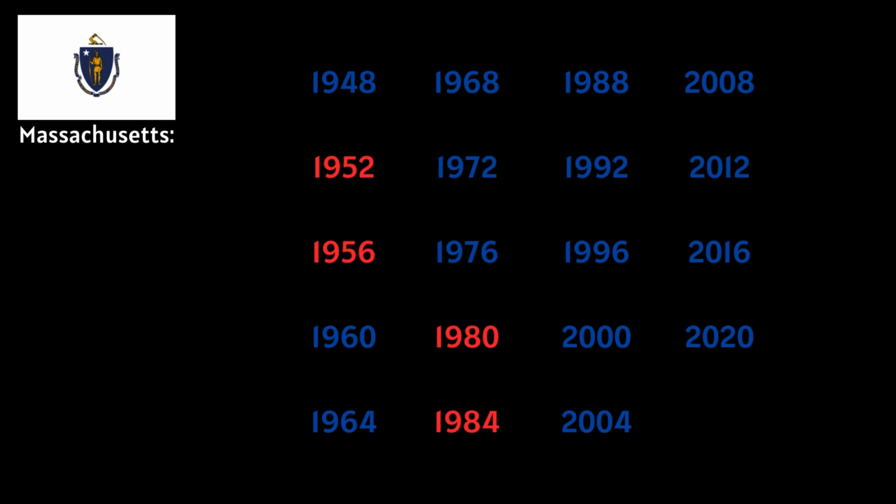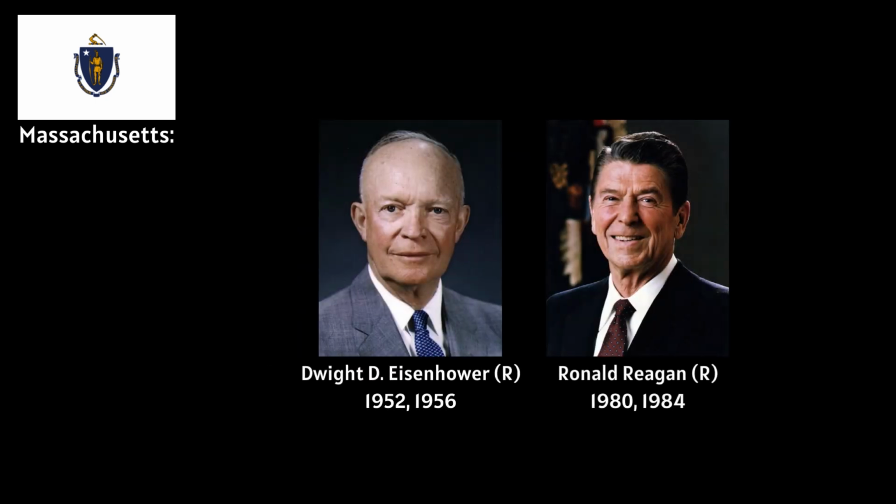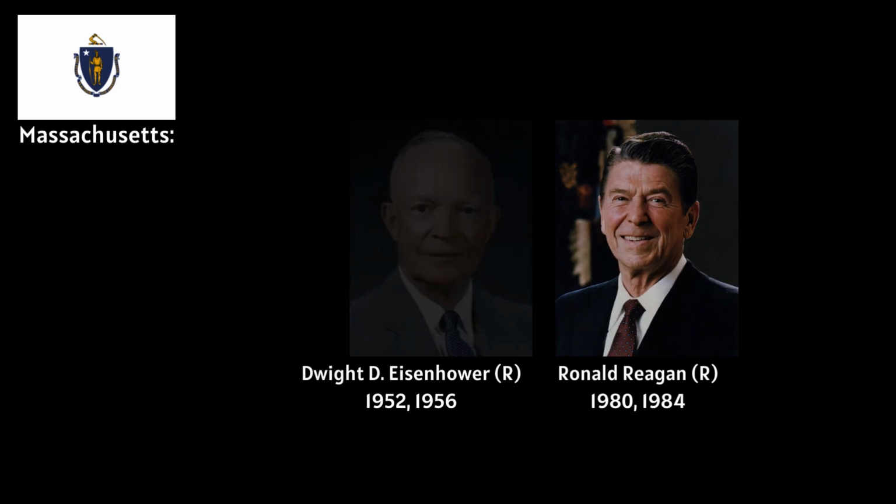Massachusetts is without a doubt a Democrat stronghold, having only voted for 4 Republicans since 1948. Massachusetts voted for Republicans Eisenhower in 1952 and 1956, and Reagan in 1980 and 1984.